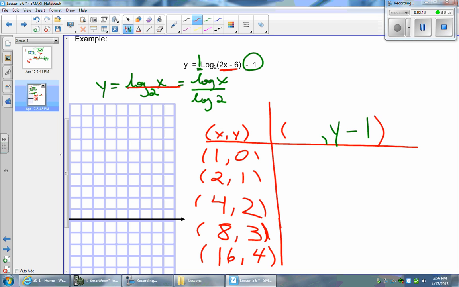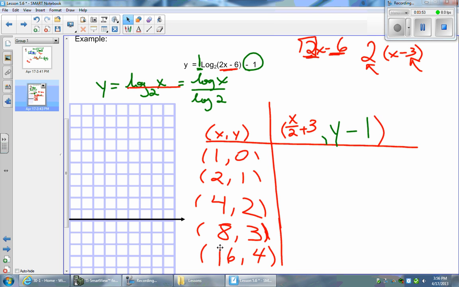Now let's deal with what's inside the brackets. Now let's see if you remember this. What's inside the brackets here is 2x minus 6. What's the problem with this? The problem is that the 2 is right against the x, and it has to be something like x minus or plus something, right? So you've got to factor out a 2 from both of those. The 2 comes out, leaving you x minus 3. There's your horizontal transformation. So you're going to have x over 2 plus 3. There's your horizontal movement. Well, this will make things a little bit interesting.